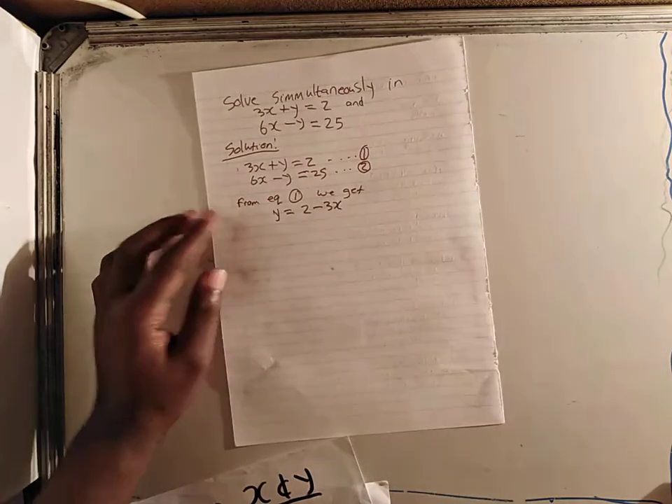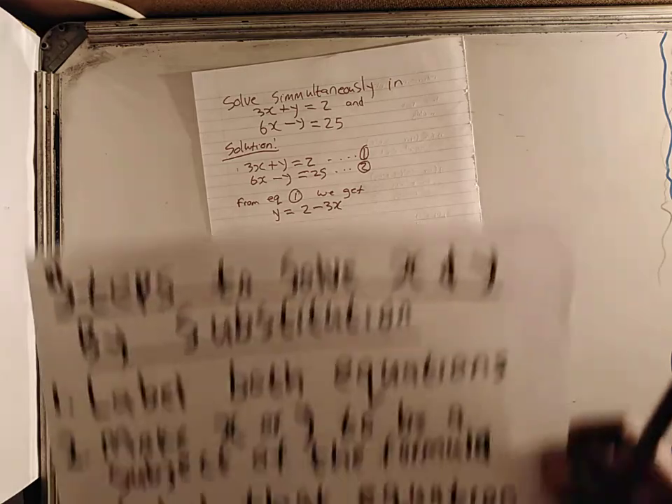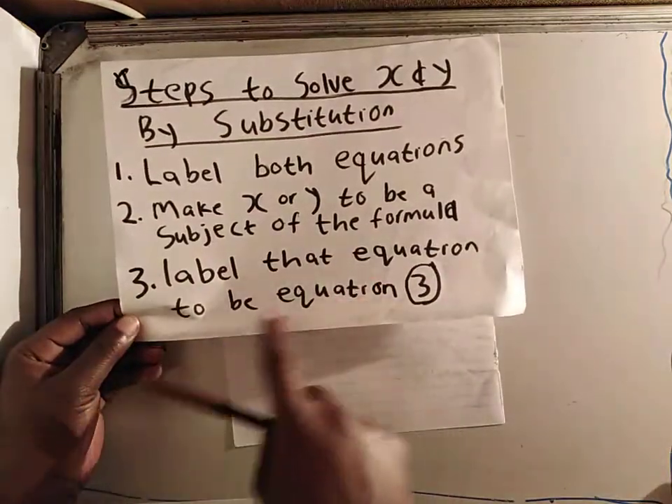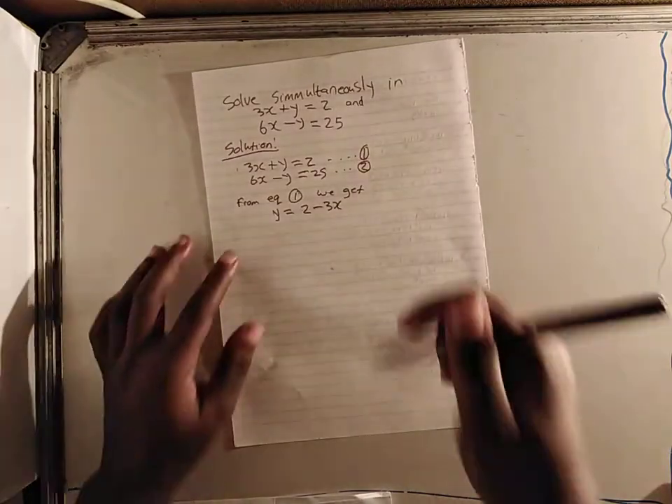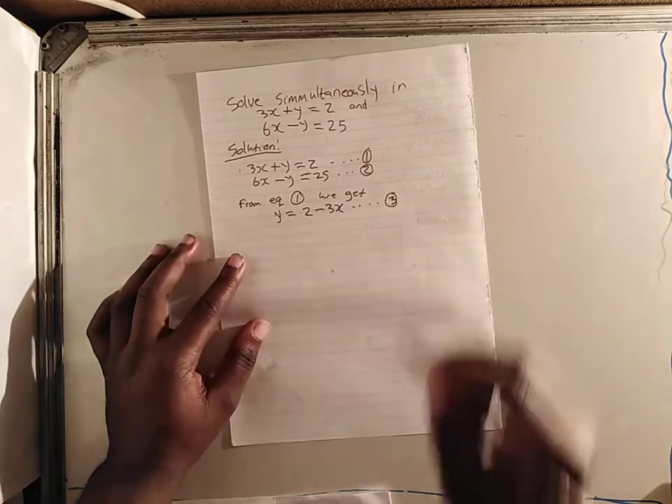Right, now that was step number 2. Now let's look at step number 3. Step number 3, label that equation to be what? To be equation 3. So let's do it. This is now equation 3.